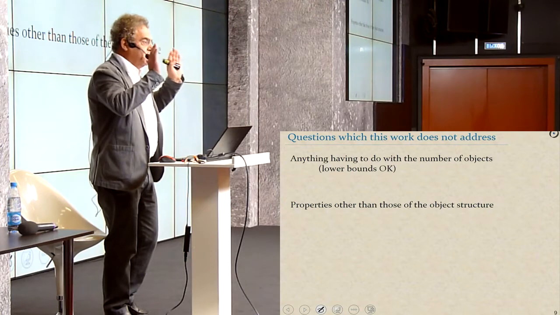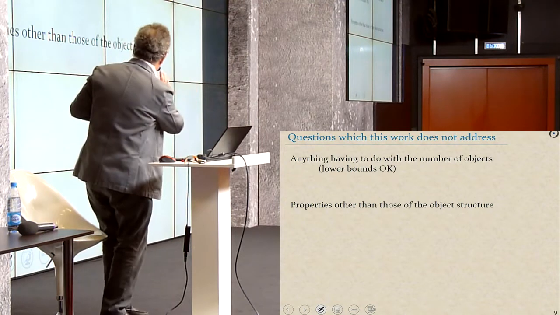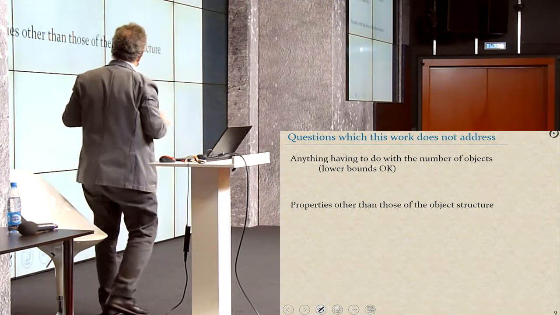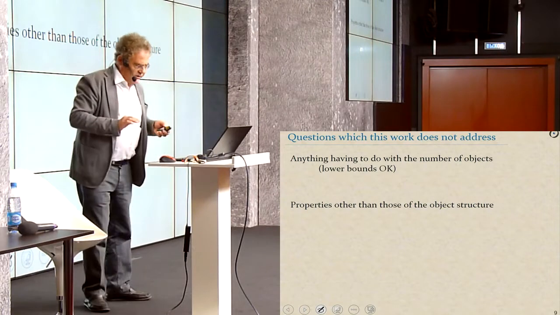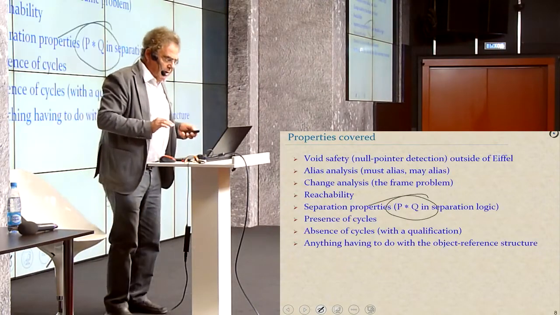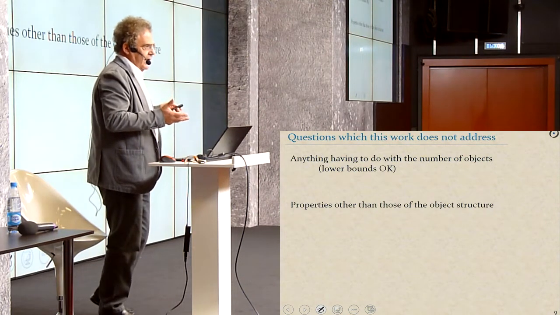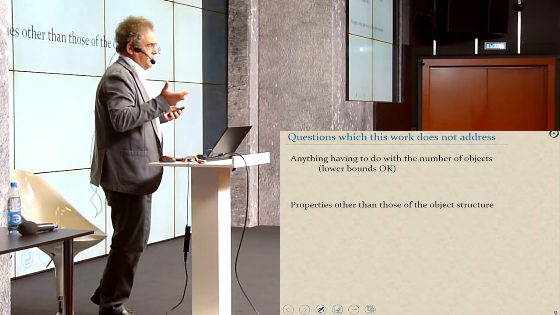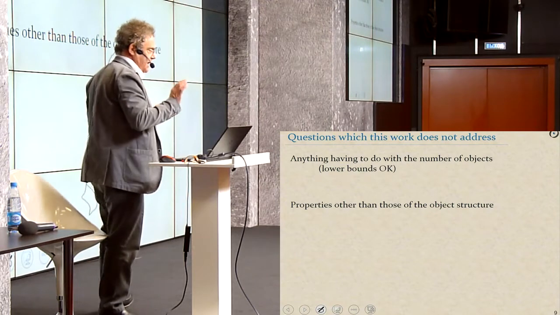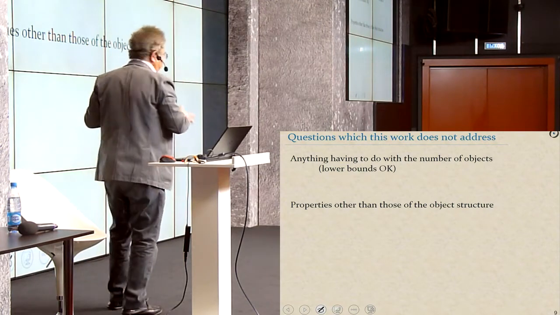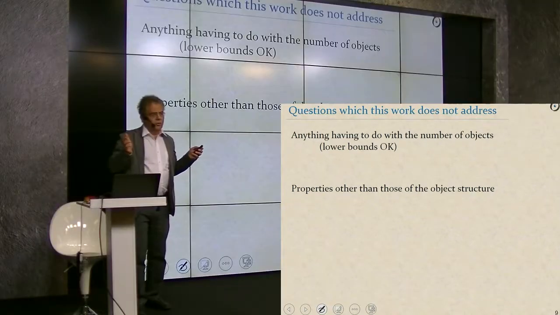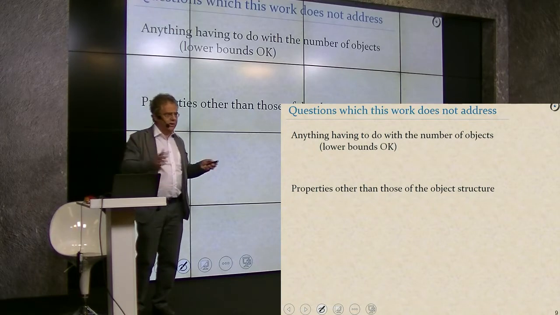Okay. Предел, scope. So here is the scope of this stuff. If you ask me questions about the object structure, I can answer them. But if you ask me questions about, for example, things like the number of objects, I cannot. Maybe I can give you a minimum. I can give you a lower bound, but that's about as much as I can say. Also, anything that has to do with something else than the object structure, I cannot answer.